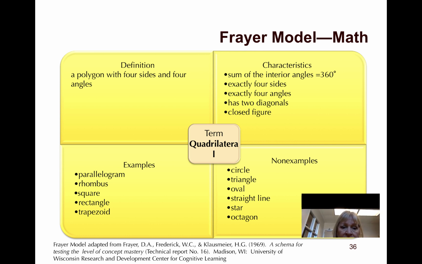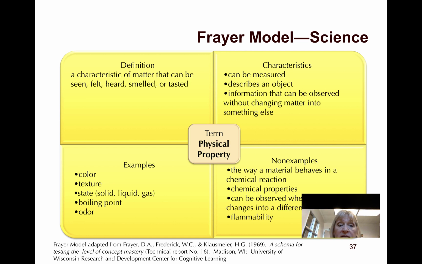The line is solid. Some examples: a parallelogram, a rhombus, a square, a rectangle, a trapezoid. Those are all examples of a quadrilateral. However, circle, triangle, oval, straight line, star, and octagon are non-examples. Again, something very concrete. Are you going to do a Frayer model during your classroom instruction with 10 terms? No, but you might do it with 3 to 5 that are really critical for students to understand, and then they actually have something that they can go back and reference as they work through that.